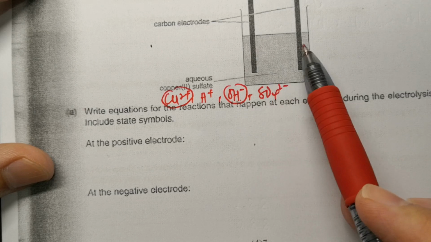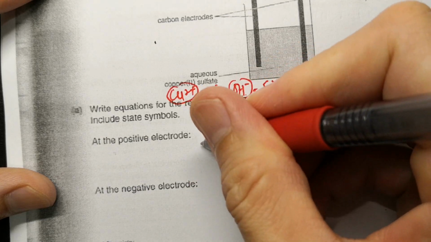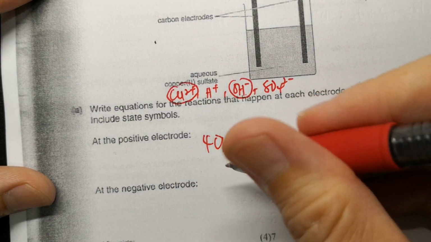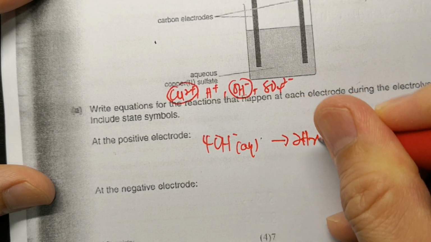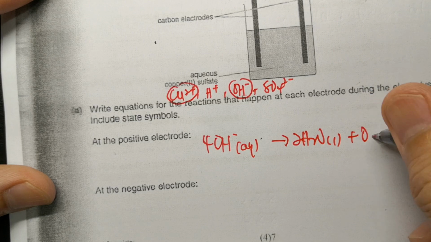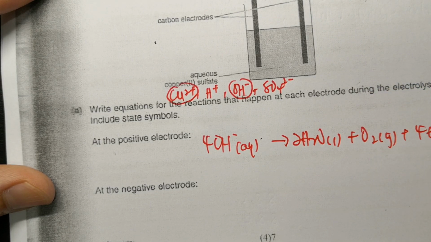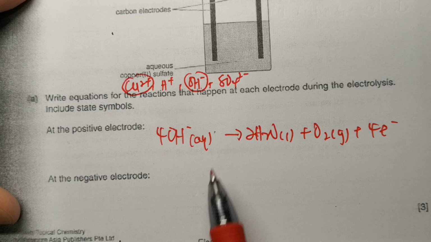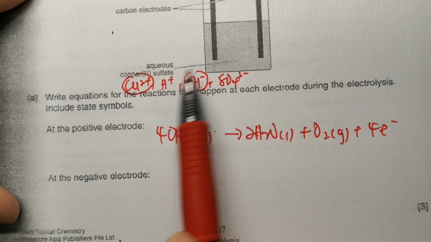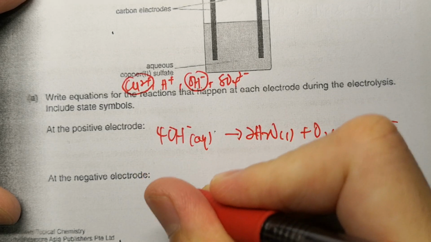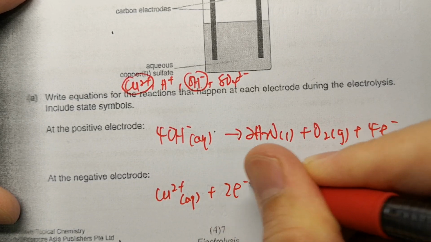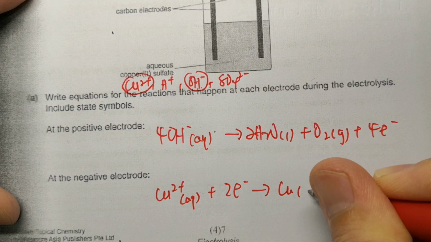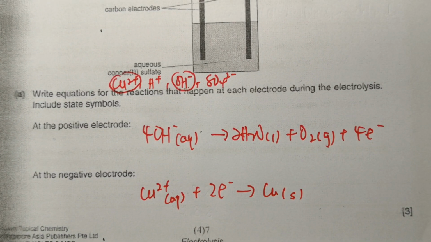Carbon electrode. So this one is very simple. Your OH ion will discharge. So this one, 2H2O, O2 plus 4 electrons. How about at the negative electrode? At the negative electrode, the cathode, the copper(II) ion will discharge. Copper(II) ion to Cu solid. This is quite straightforward.